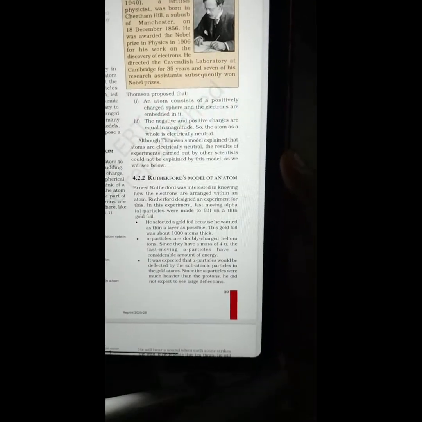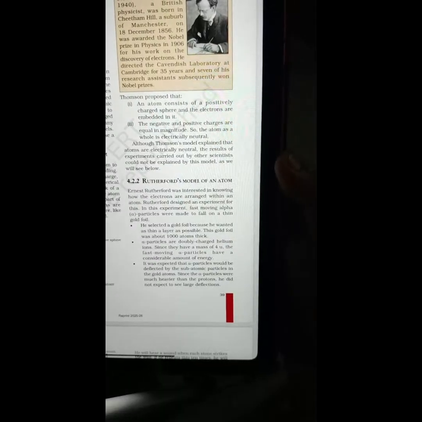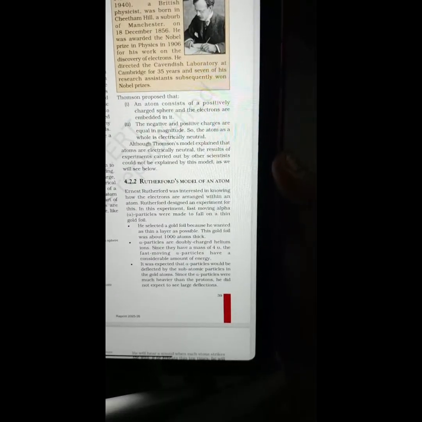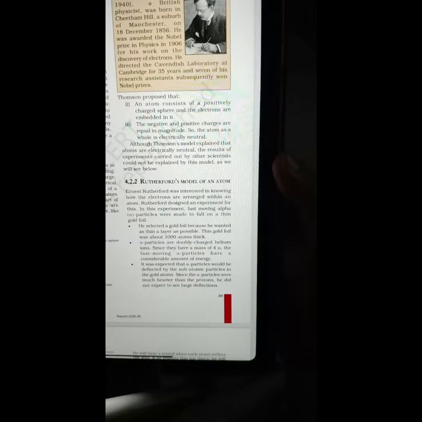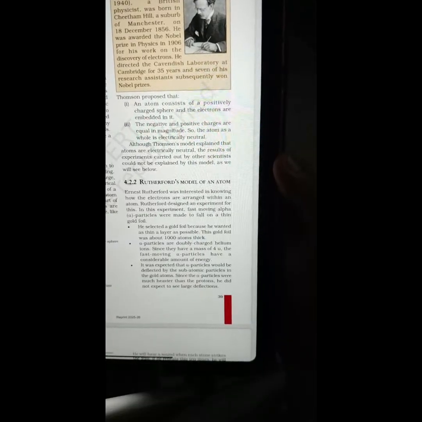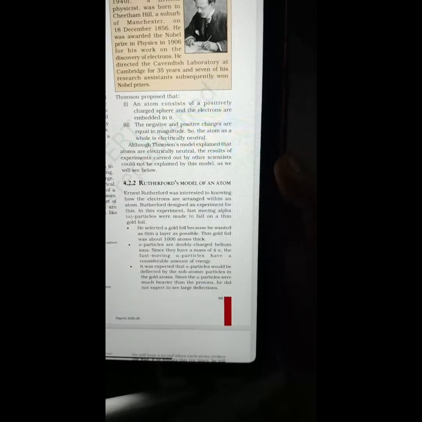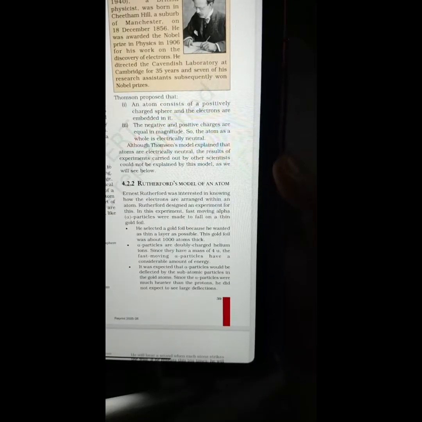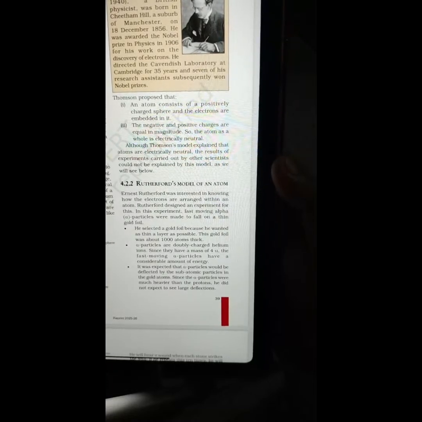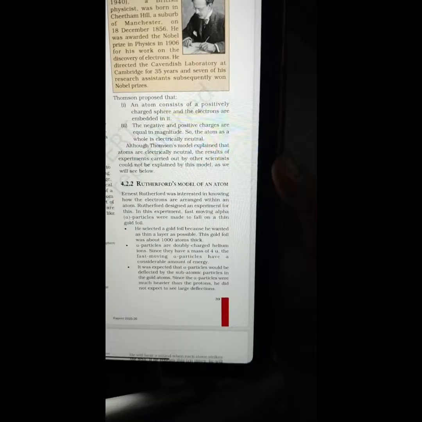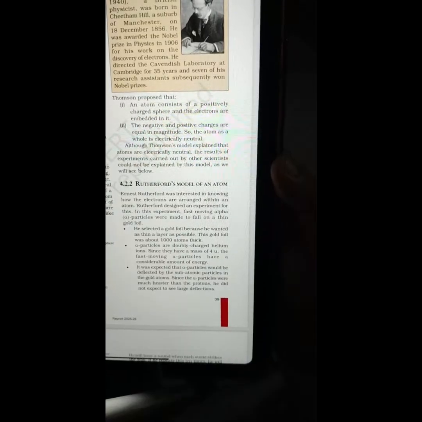Let's proceed. Ernest Rutherford was interested in knowing how the electrons are arranged within an atom. Rutherford designed an experiment for this. In this experiment, fast moving alpha particles were made to fall on a thin gold foil. He selected a gold foil because he wanted as thin a layer as possible. This gold foil was about 1000 atoms thick.